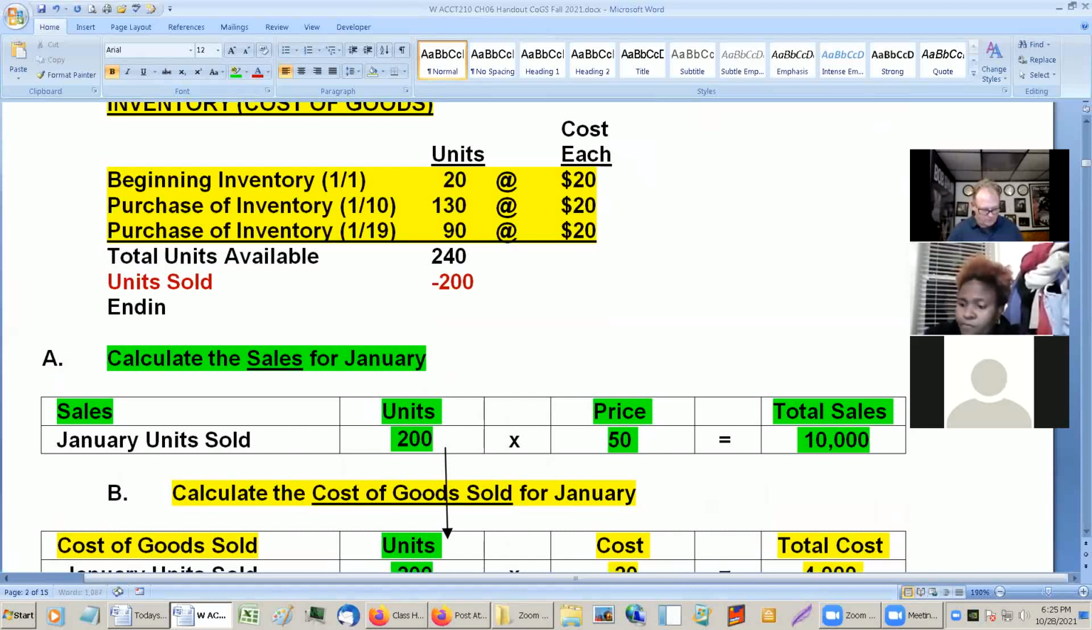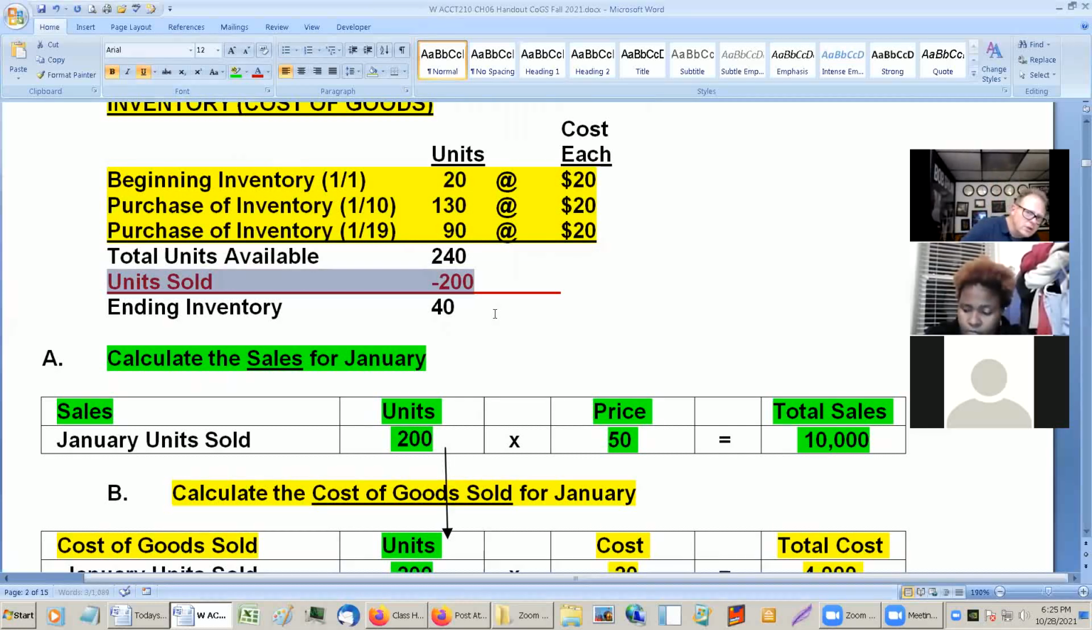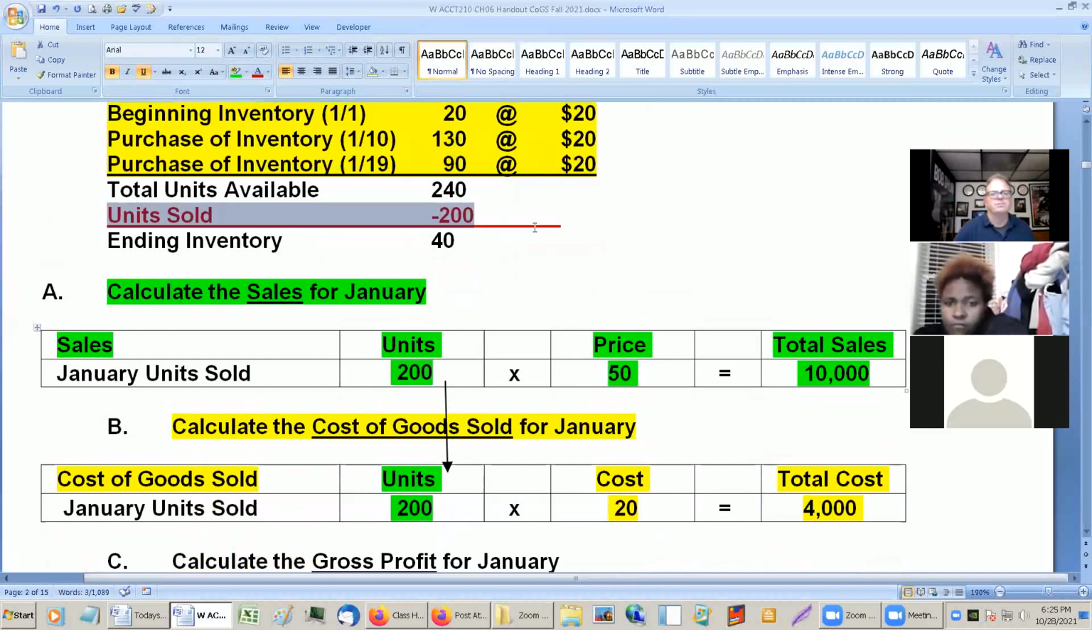I don't know which one I want. Ending inventory will be 40 units. Yeah, so there's 40 units at $20.